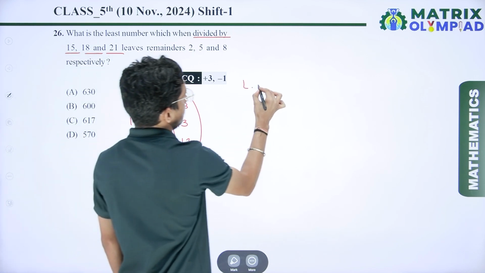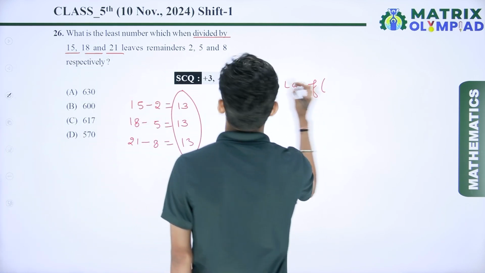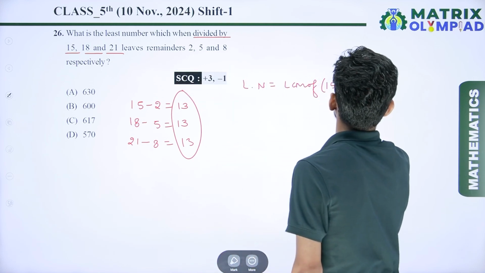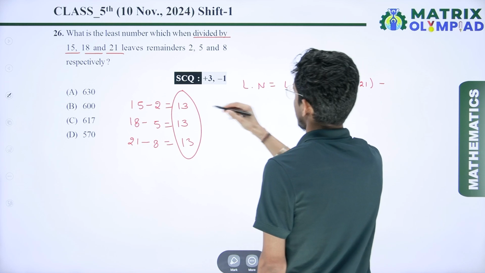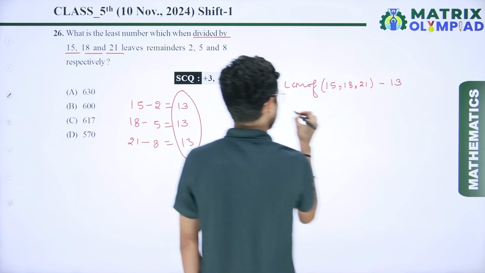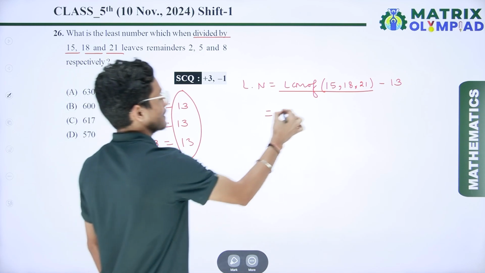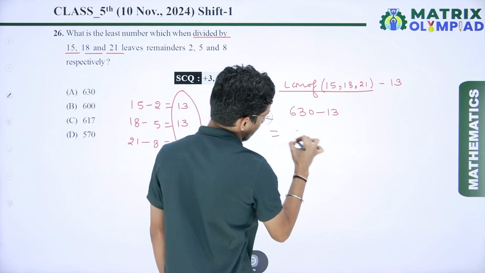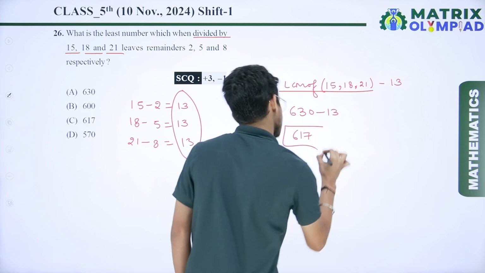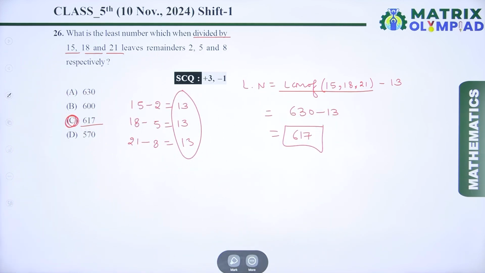So for the least number I can write here the LCM of 15, 18, 21 minus the difference, that is 13. So LCM of 15, 18 and 21, that is 630. If I subtract 13, so here I get the least number, that is 617. So 617. So here option number C is the correct answer.